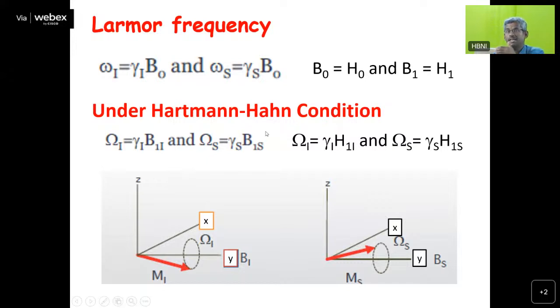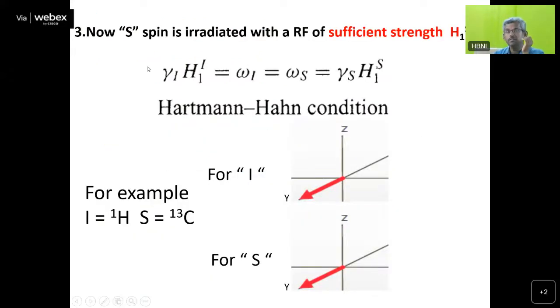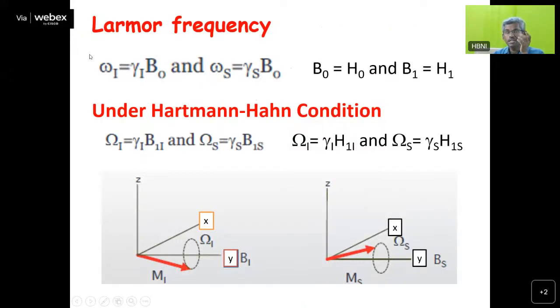So under the Hartmann-Hahn condition, what happened? We have modified the values of H1I and H1S. Under the Hartmann-Hahn condition, instead of writing omega, we can write with this Omega symbol, and Omega I is gamma I into B1I, and Omega S is gamma S into B1S. Okay, this way we can write.